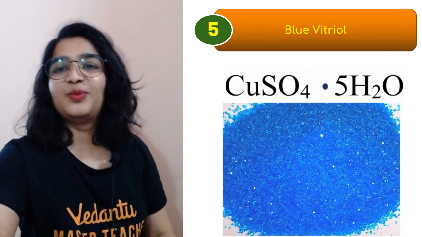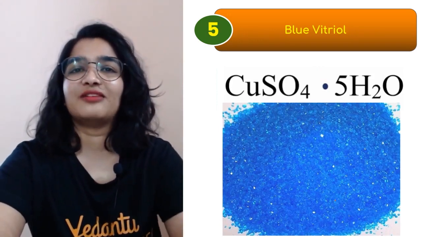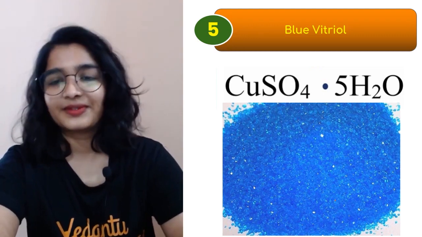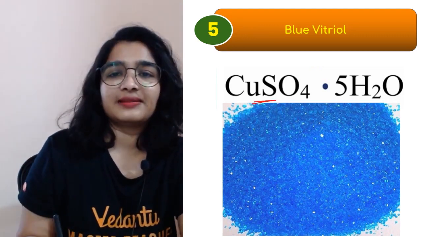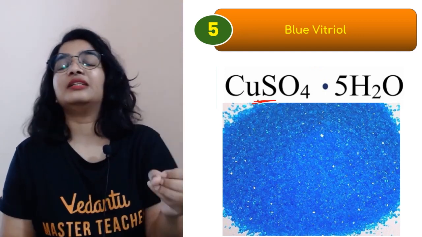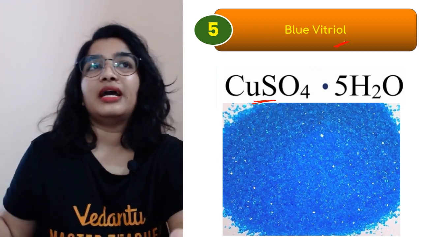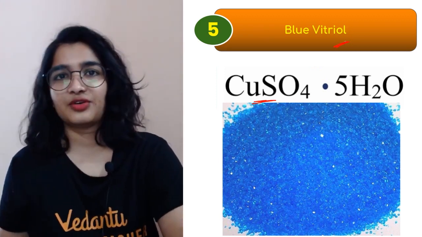Next is blue vitriol, that is copper sulfate dot 5H2O. We all know about copper sulfate, right? That is what we have been using. Take copper sulfate in the test tube, but what is its common name? It is called blue vitriol, and ferrous sulfate is green vitriol.